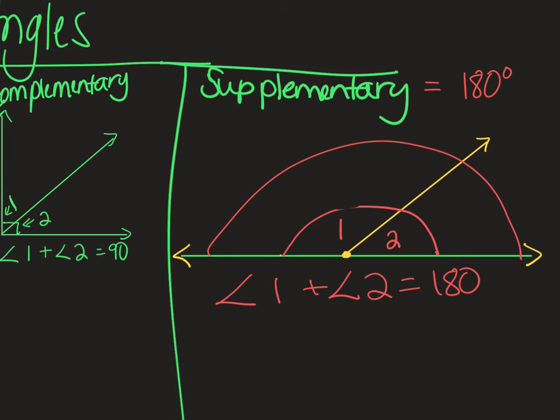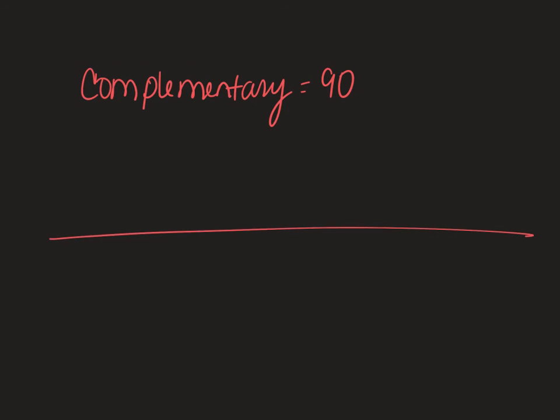Now, look with me at 4.4. If you are looking for complementary, remember complementary angles equal how much? 90 degrees. Supplementary angles equal how much? Supplementary equals 180. Make sure you put that degrees mark there.